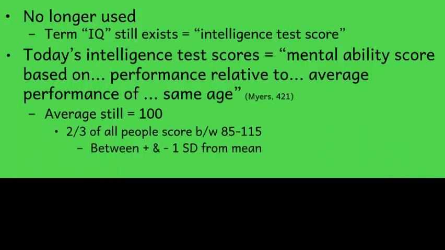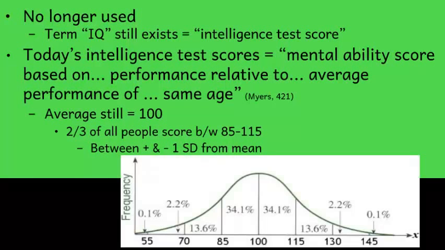So the average for most intelligence tests today is still 100, but not all of them. Just be aware of that. And we're going to look later at the normal distribution curve, but what we find is that 2/3 of all people score between plus and minus 1 standard deviation from the mean. And if the mean is 100, with a standard deviation, which most intelligence tests have, of 15, we're looking at the average intelligence scores being anywhere between 85 to 115.